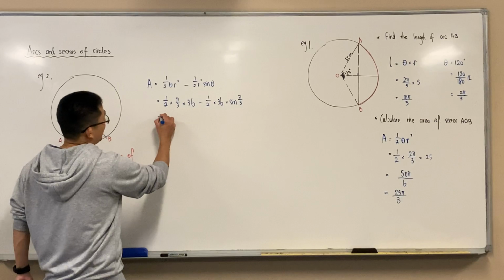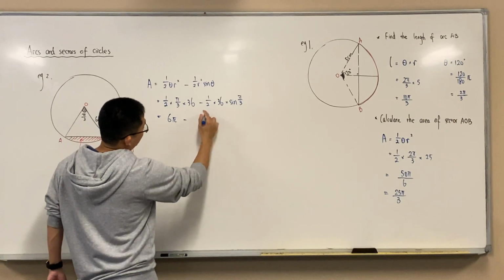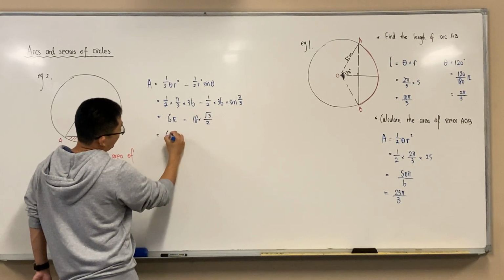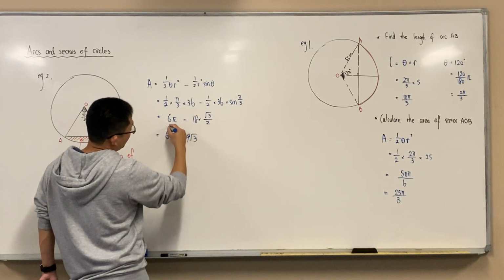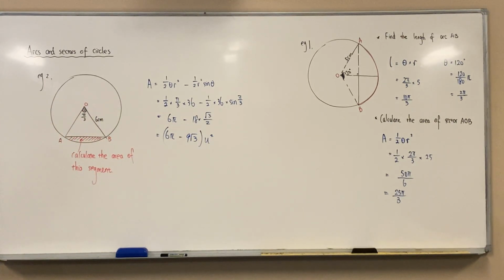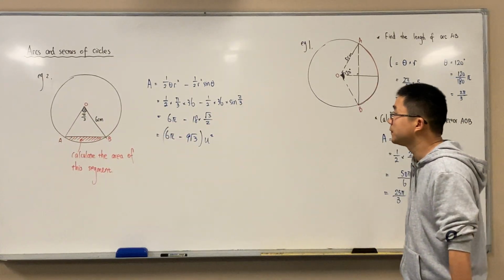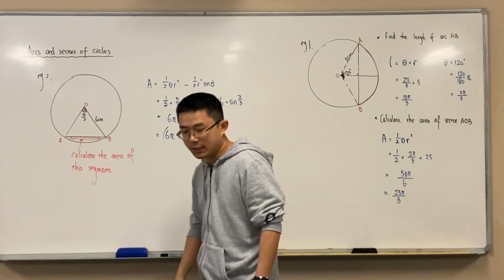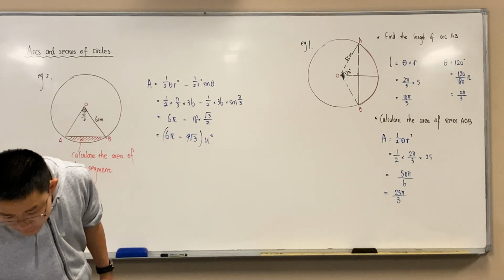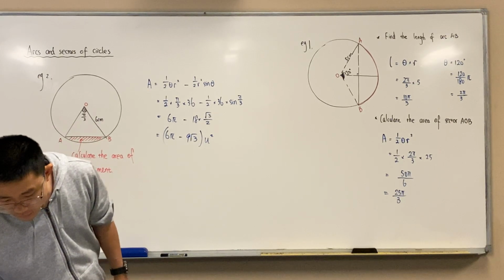Simplify this one here, that gives you 6 pi minus 18 times sine 60, which is root 3 over 2. So the final answer will be 6 pi minus 9 square root of 3 square units. That's the area of the segment. Still very, very easy to work out the answer here. So that's example 2. Let me find another example to do.